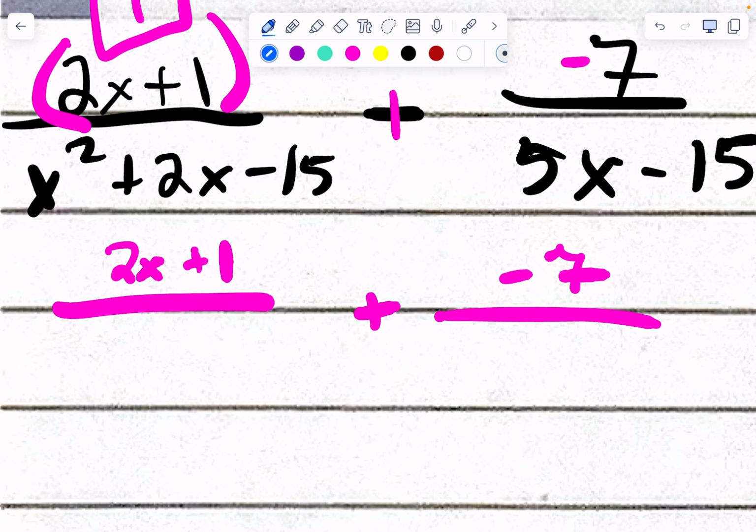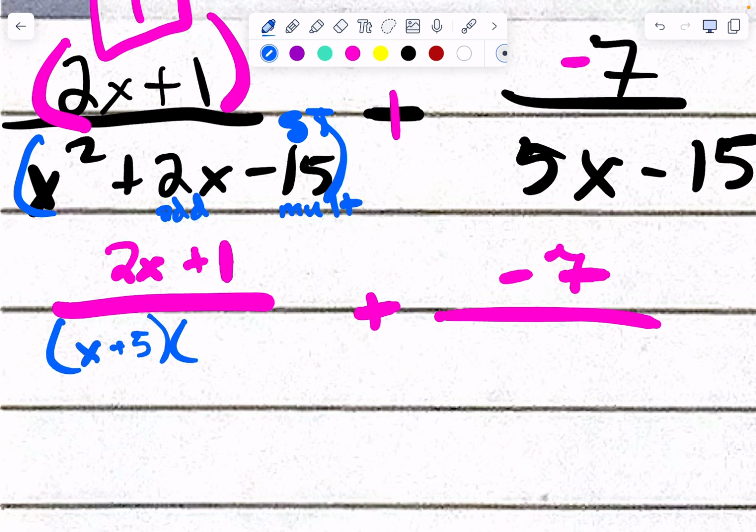But let's look at this bottom guy right here: x squared plus 2x minus 15. What is that? It's a simple trinomial. So we multiply to get 15 and add to get 2. x plus 5, x minus 3. x plus 5, x minus 3. All of you are shouting it all at once. That's awesome. x plus 5, x minus 3.